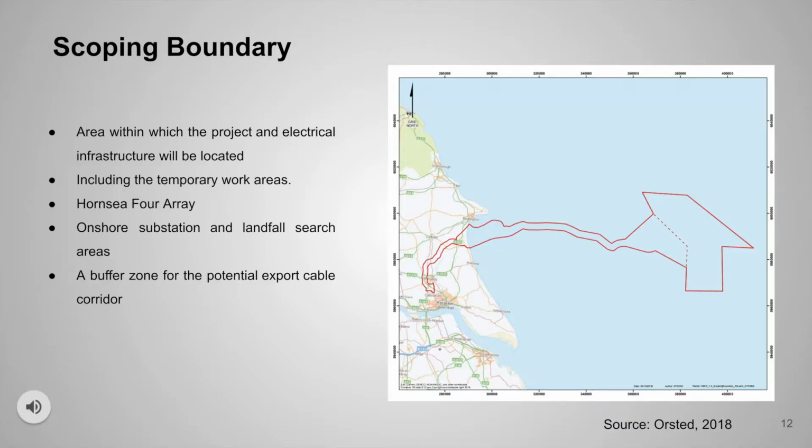Let's continue with the scoping boundary. The scoping boundary is defined as the area within which the project and electrical infrastructure will be located, including the temporary work areas. The boundary combines the Hornsea 4 array, onshore substation, and landfall search areas, and a buffer zone applied to an indicative center line for the potential export cable corridor. The buffer zone is 1 kilometer either side of the indicative potential onshore export cable center line and 1.5 kilometers either side of the indicative potential offshore export cable center line. You can see the scoping boundary in the right figure.